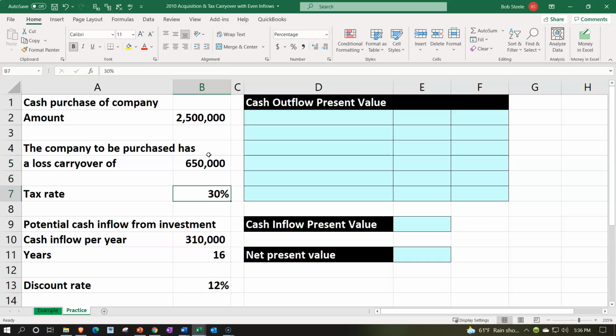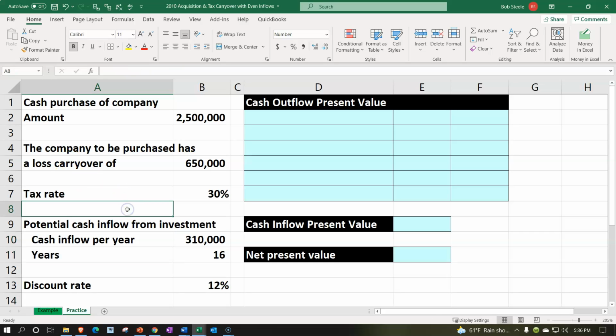We have the potential cash inflow from investment. Cash inflow per year is going to be $310,000. So in other words, the acquired company is going to provide the acquirer a return on the investment of $310,000. We're going to assume that to take place over 16 years. Notice that's a nice even inflow that we're assuming. So that's going to be a more simplified type of scenario than if we were to say that there's going to be an uneven kind of inflow scenario, which we may practice in future presentations.